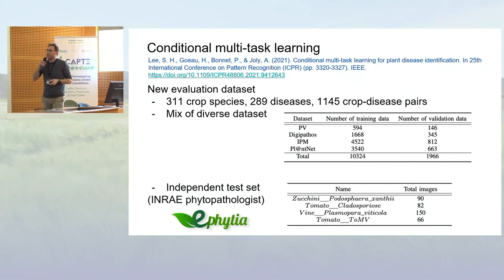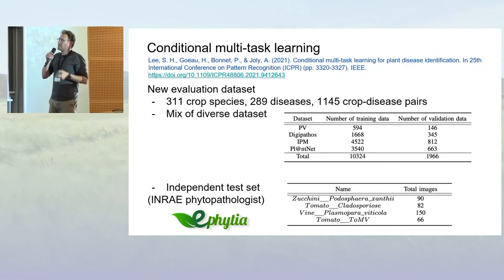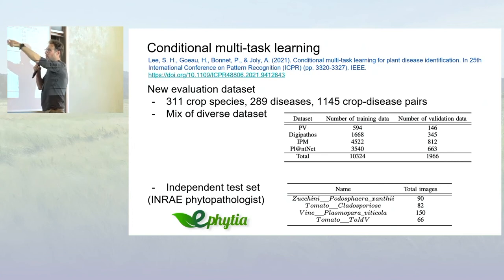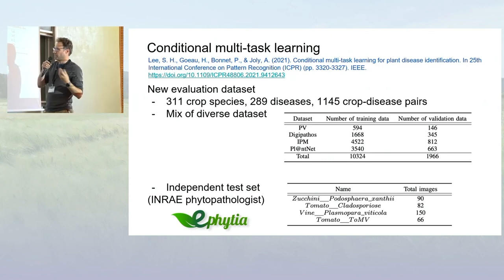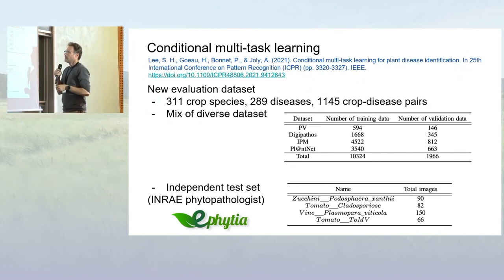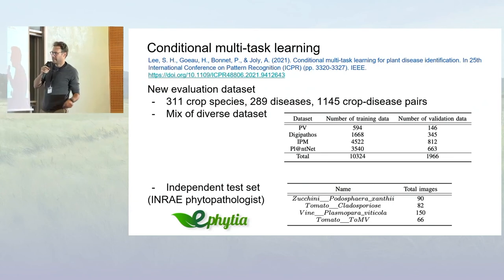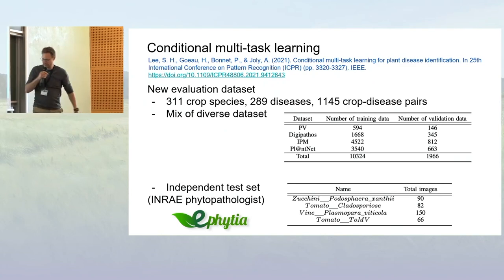We also created a new evaluation data set in the context of this work. Basically, we aggregated four data sets: PlantVillage, DigiPathos, IPM, and we also included PlantNet images, mainly for the healthy class. It's just for the healthy class, plants that are not infected by a disease. So this provides more diversity, and we also used an independent test set from INRAE, the IFITIA team, about three different diseases.